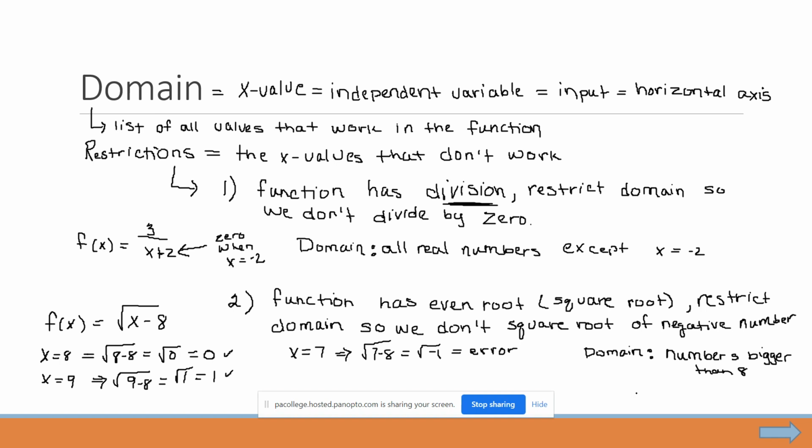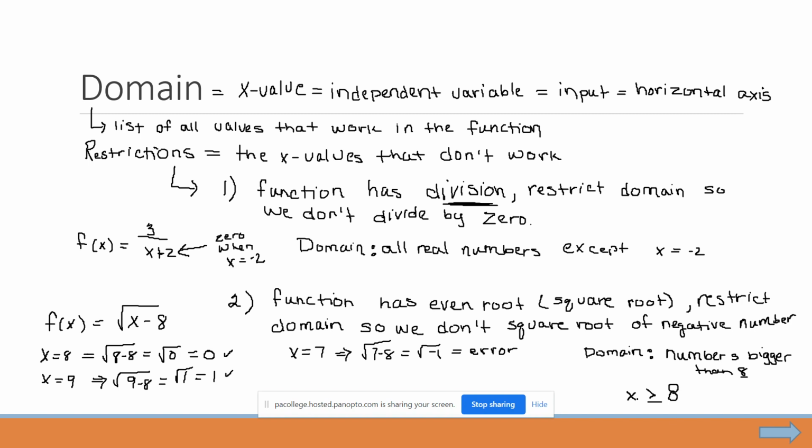Mathematically, we would say that the domain is the x value, so that's where x is greater than or equal to, and we do include the equal to because 8 was square root of 0, and that worked. That was not an issue. So greater than or equal to 0. No, I said that wrong. Greater than or equal to 8. That's what we figured out. Numbers bigger than 8. Sorry about that.